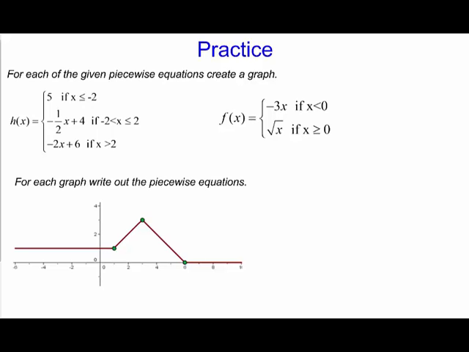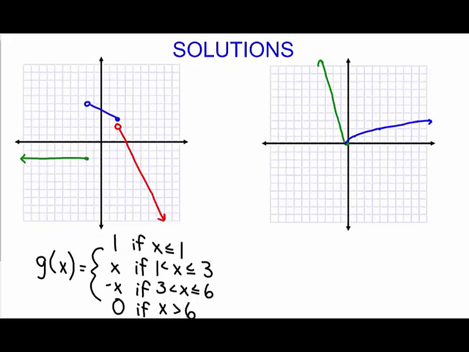For the solutions, I put the first part of the graph in green, the second part of the graph in blue, and the third part of the graph in red. So when you look at the solutions here, that is what your solutions would look like.